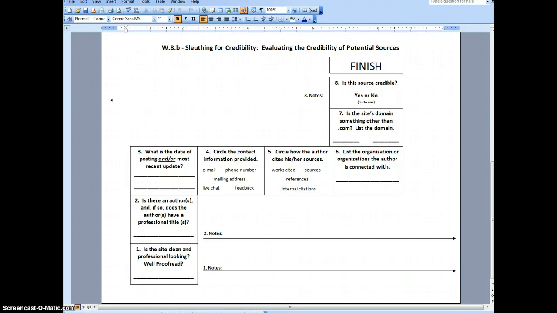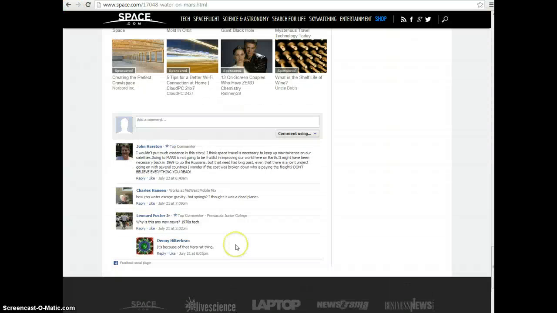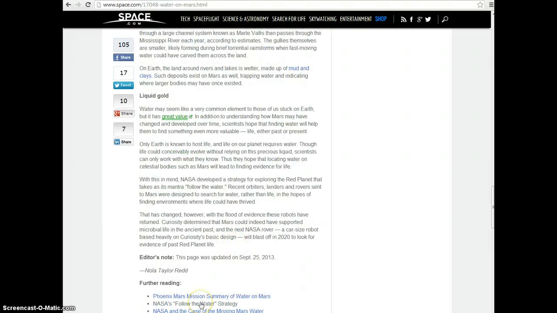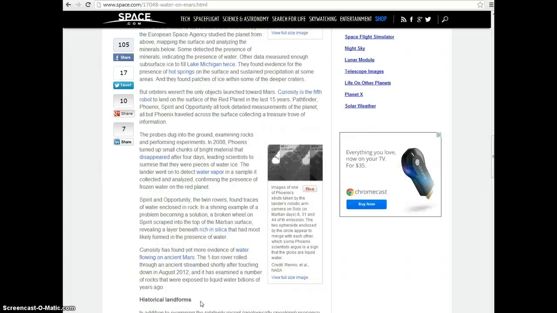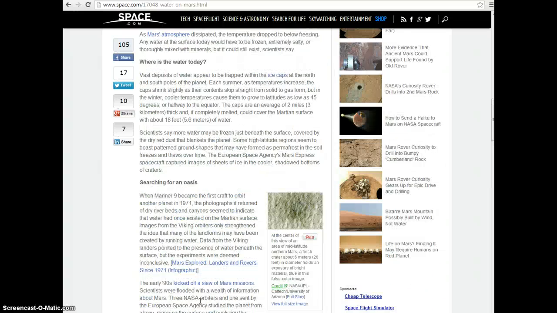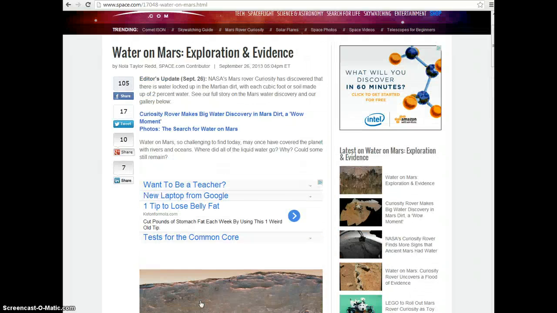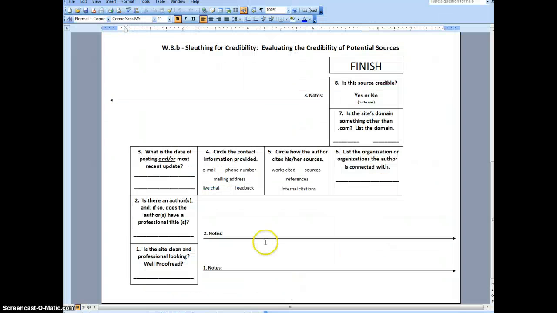How do the authors cite his or her sources? I don't believe there is anything about that on here. We have a little blog. There is a thing about further reading, but I don't think there's anything where they say this is actually where we get our research, which again would make me a little bit scared to trust the website. So I would say no for that, at least at this look. I haven't found anything that says how they cite his or her sources.